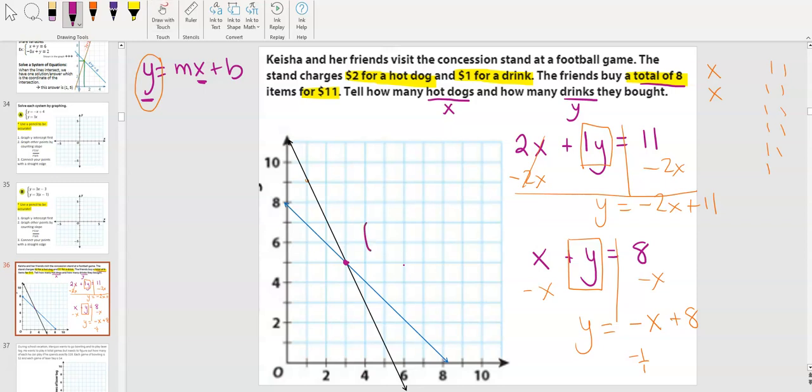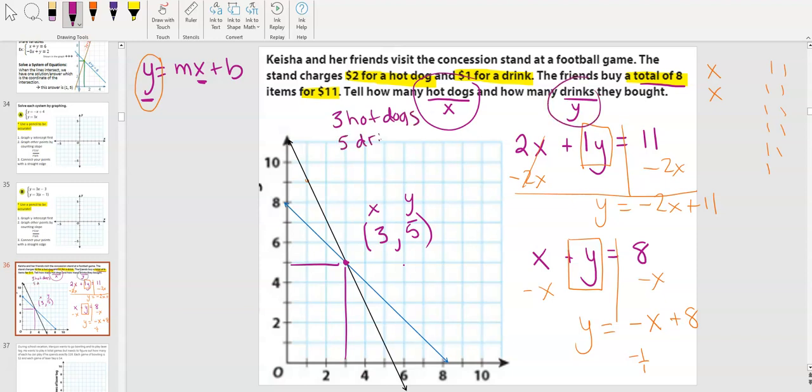So my answer would be 3, 5, because I'm here at 3 and 5 on my x and y axis. So that means that 3 is x, 5 is y. So go back to the beginning. How many hot dogs do we have? We have 3 hot dogs. How many drinks did I buy? 5 drinks. And this is how we solve our problem.